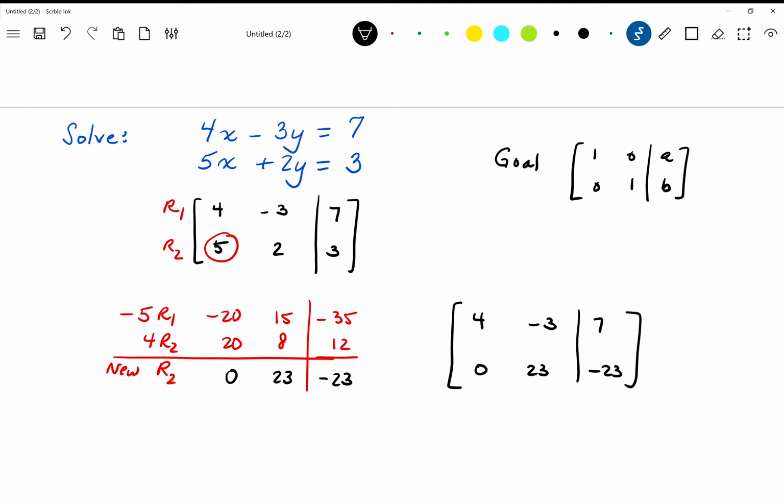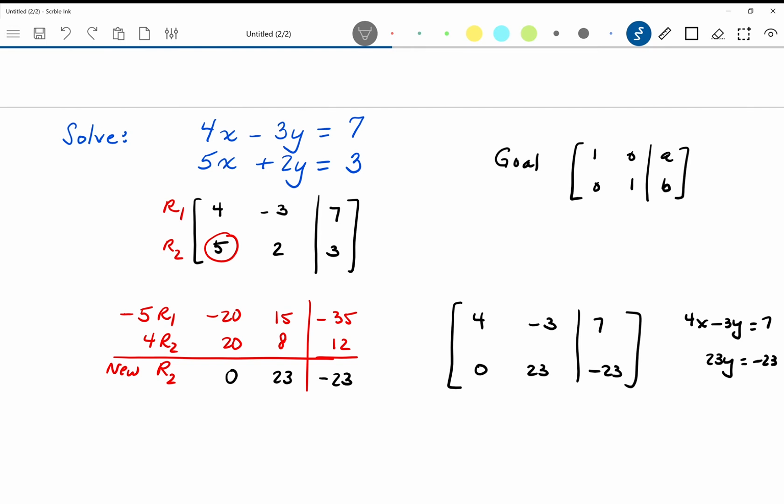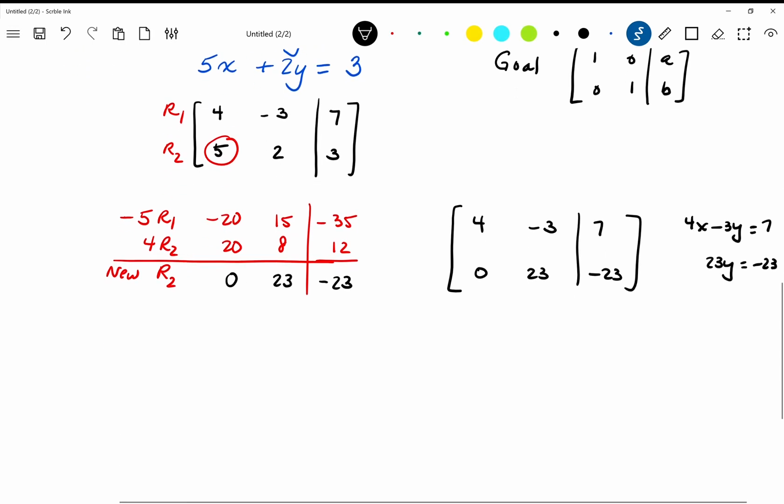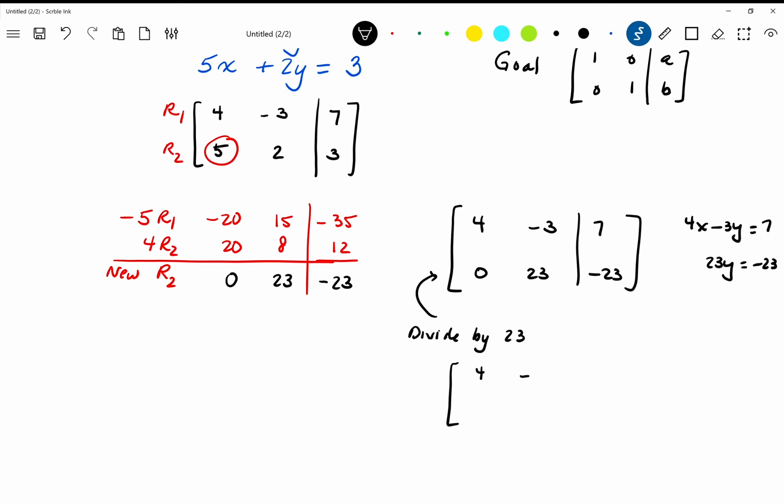Okay, so looking at that, remember that there's a system that corresponds to this. 4x minus 3y equals 7, and 23y equals -23. Now, if this was a system, what would you do? You would obviously divide the second equation, both sides, by 23. That's why we're allowed to divide any row of a matrix that we want to in the augmented form. So I am going to divide this row by 23 because that row is really an equation. So I'm not going to go through a whole big deal about that. I'm just going to do it.